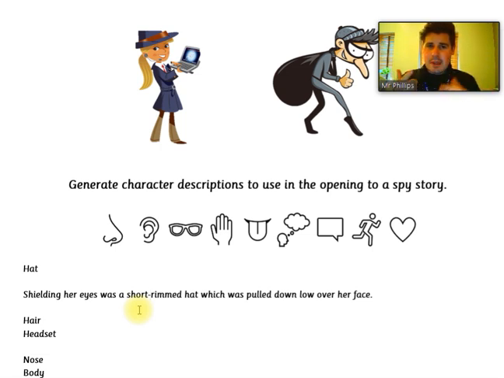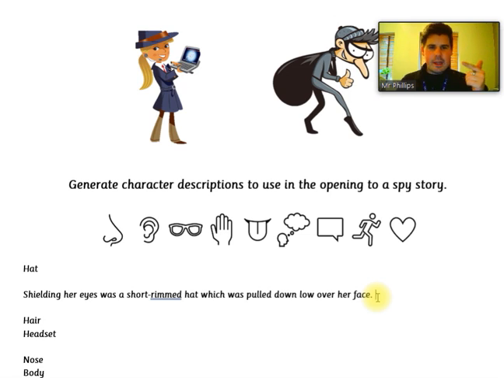I want to avoid too many "the"s or "his" or "hers" or "as" or things like that. So starting off with an -ing word is often a really good way to go, or a subordinate clause, or a little fronted adverbial, just to keep the beginning of your sentences different so it flows nicely. Shielding her eyes was a short-rimmed hat which was pulled down low over her face. Added on a little bit of a relative clause there.